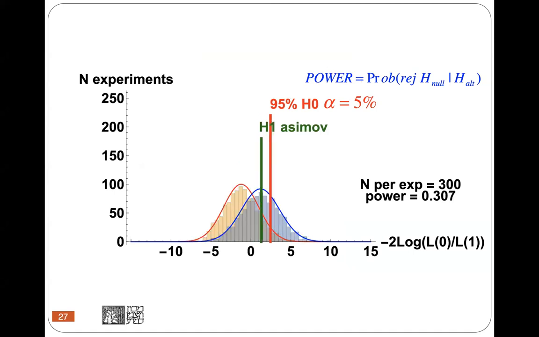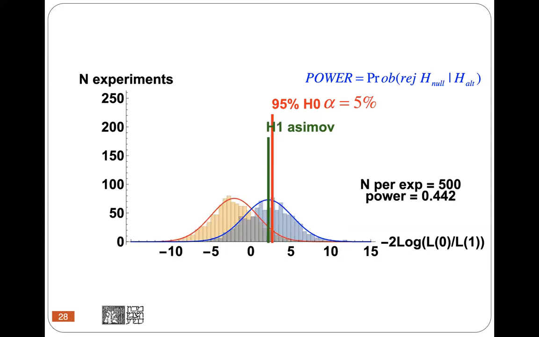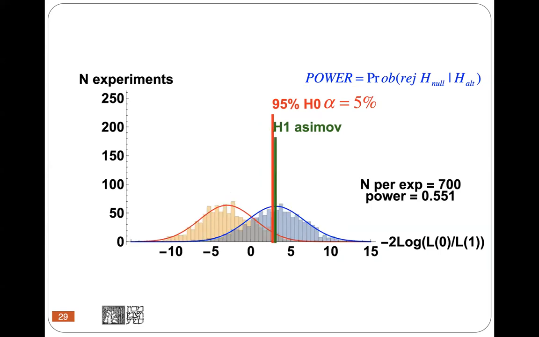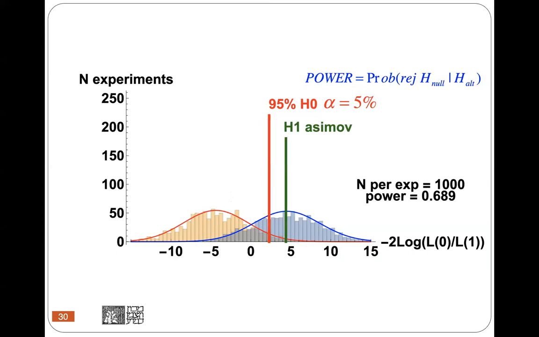If I increase the luminosity to 300 events, you see that the power increases to 30%. If I increase the luminosity to 500 events, the power is 44%. The power is this area where the alternative hypothesis is true when the null hypothesis is wrong and I reject it. If I increase the luminosity to 700, then the power is 55%. So the more the luminosity, the bigger the power of the test. Now I already have 68.9% power. The power is this area here, 68.9%, and the p-value is kept at the same value.